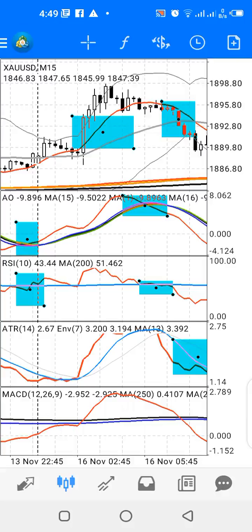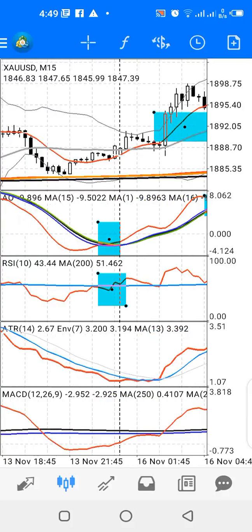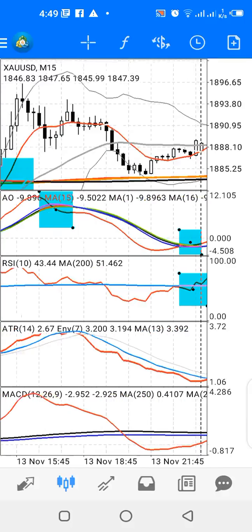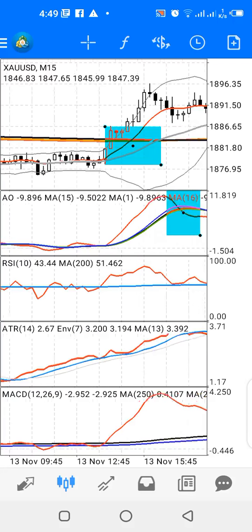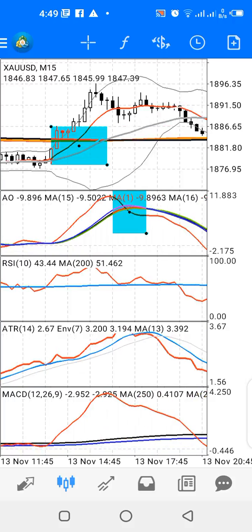So the way the indicator window 3 settings work is more like telling you this is an impulse and this is a retracement price movement. This is an impulsive price movement. This is a retracement price movement.